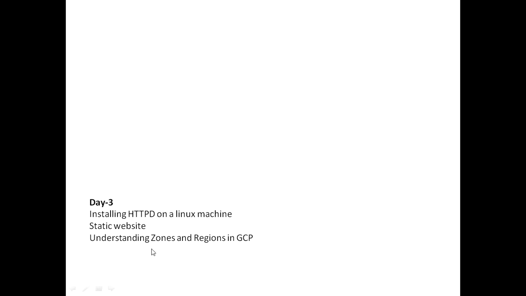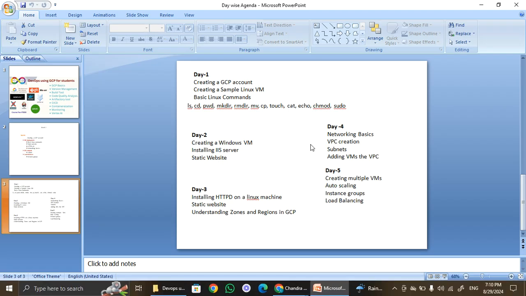So of this we had not completed the zones and regions in GCP. And in today's class we should go to networking basics, VPC creation, subnets and adding VMs to the VPC. Okay. Let us go through understanding zones and regions.